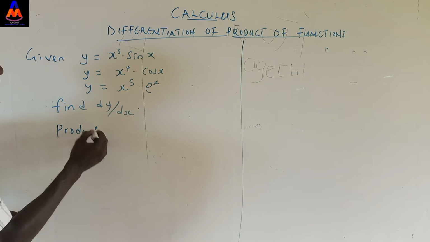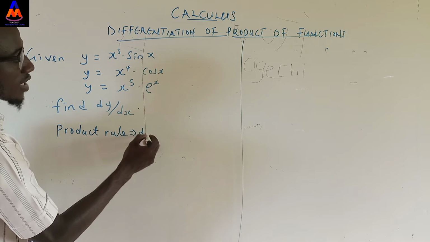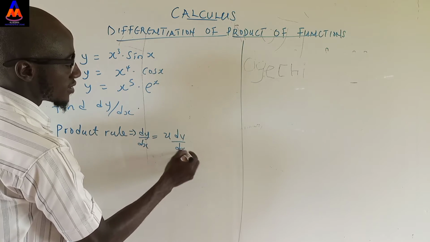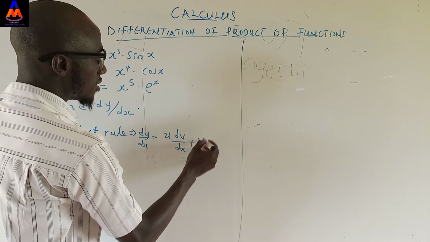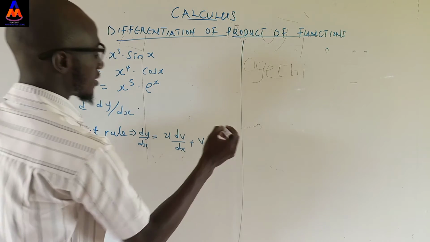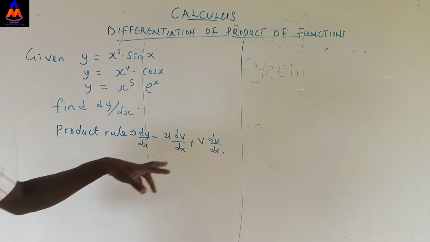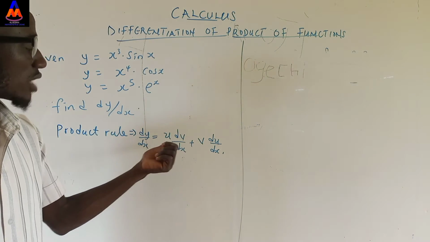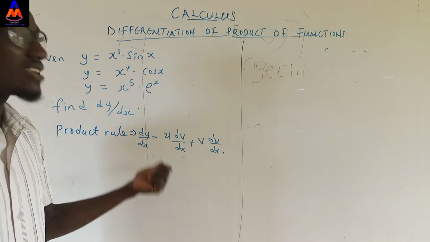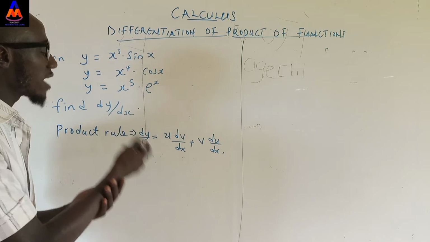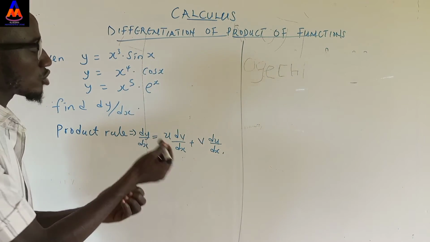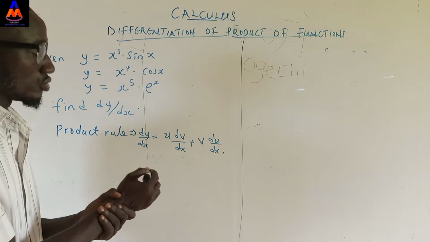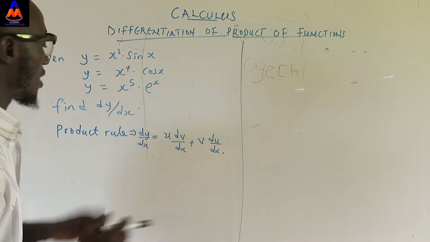The product rule is: dy dx equals u dv dx plus v du dx. I think I made a mistake in my last slide. We are supposed to write it as dy dx after I've taken the derivative. It's going to be dy dx equals u dv dx plus v du dx. That is the product rule, not the delta that we used in the previous slide. That was a mistake on my part.